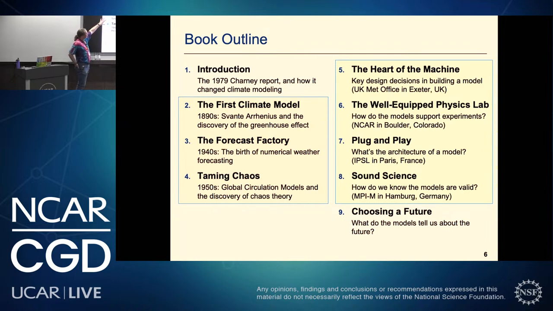The next chapter talks about the birth of numerical weather forecasting, the end of the Second World War and into the 1950s. And then, of course, that leads naturally to the birth of global circulation models. And then I have a chapter where I really get into the question of predictability. I wanted to dive deep into the difference between weather prediction and climate modeling, and tell the story of the discovery of chaos theory along the way. So that's my historical part.